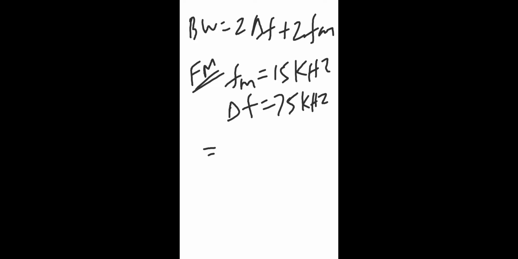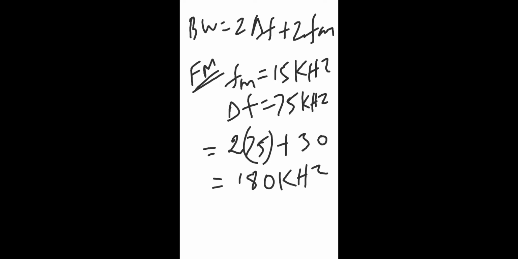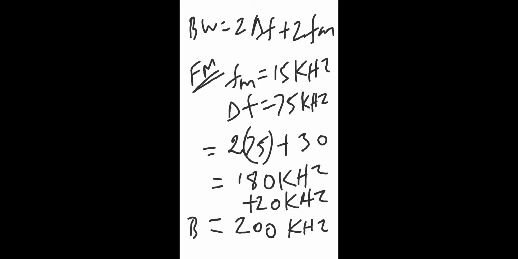So what is the final value? 2 times 75 plus 2 times 15, which is 30. So you are getting 180 kilohertz. So the bandwidth is 180 kilohertz. Some extra 20 kilohertz will be added as a guard band for every channel. So finally the bandwidth of the FM system is 200 kilohertz. So in case of FM, the bandwidth of each operator is 200 kilohertz. That's important. For commercial FM, this is the value.